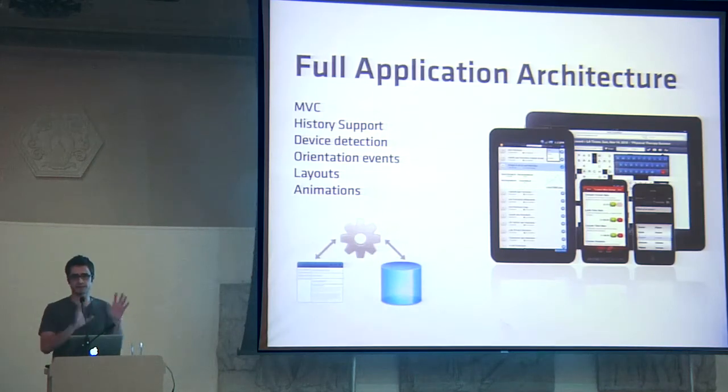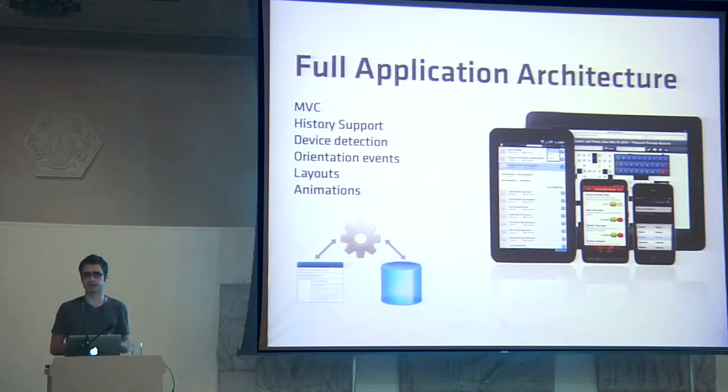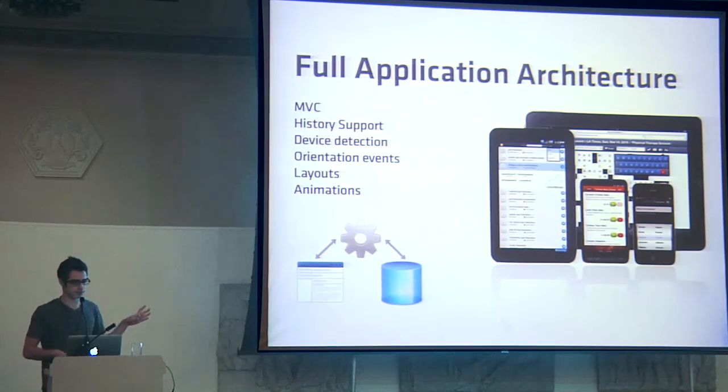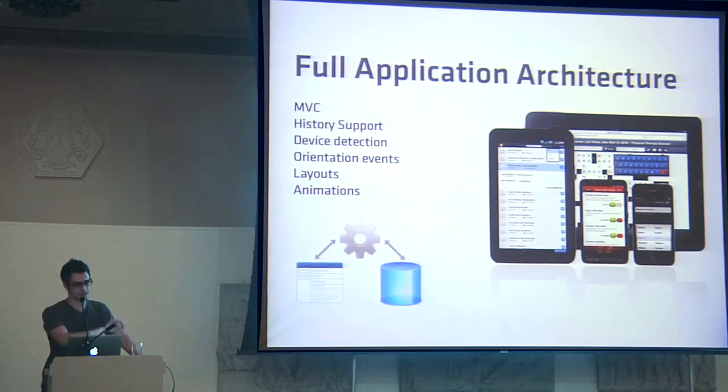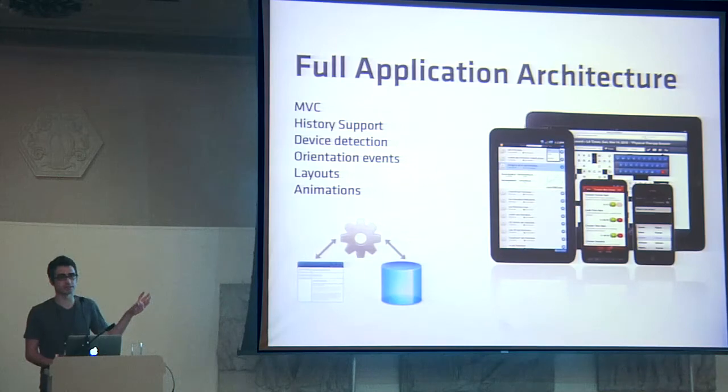That being said, all of that comes together into a full application architecture, which is something that not a lot of frameworks nowadays offer. We include things like MVC, we include data, we include the theming as you saw. Some others I didn't get to mention are history support, device detection, orientation events. This has just become a catch-all for random things I don't talk about. Layout system, animations, etc. At any rate, I encourage you to play around with it.